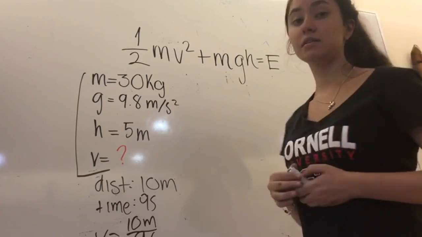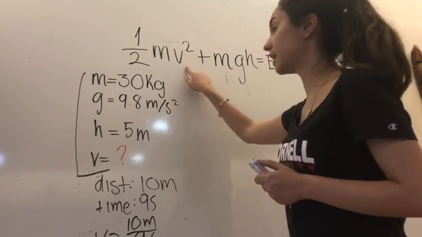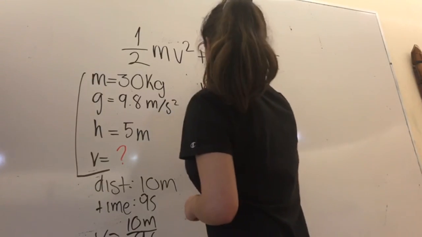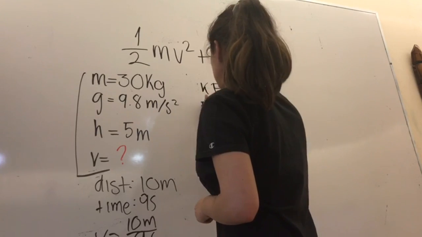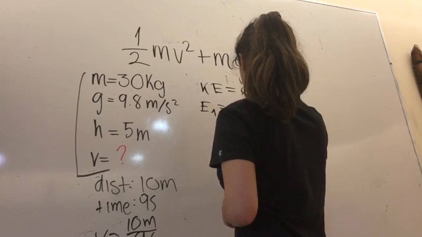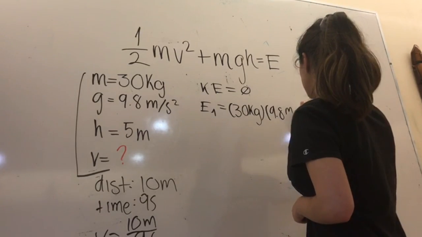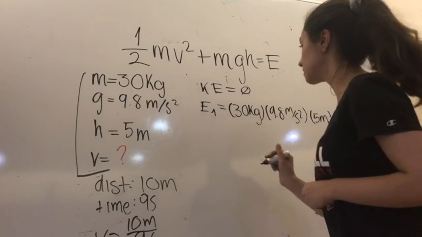So let's take the case into consideration where our kinetic energy is 0. So our car has not moved. We have kinetic energy is equal to 0. So our total energy, say E1, which is 30 kilograms, times our gravity constant, 9.8 meters per second squared, times 5 meters, which is our height.